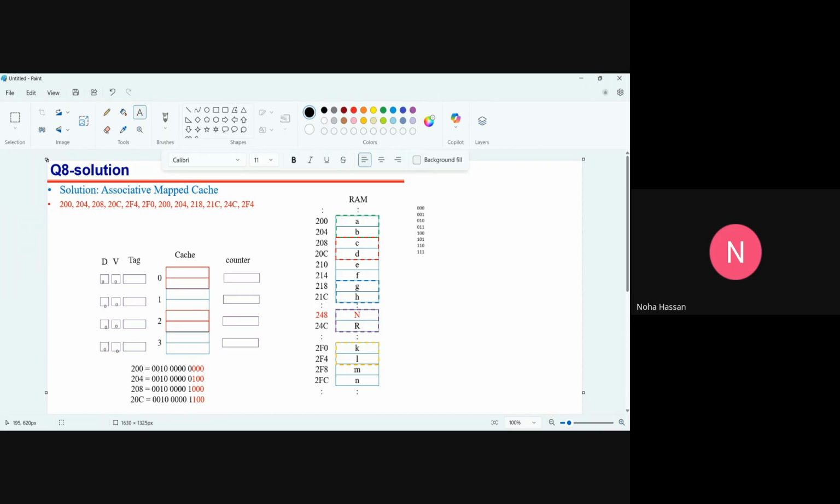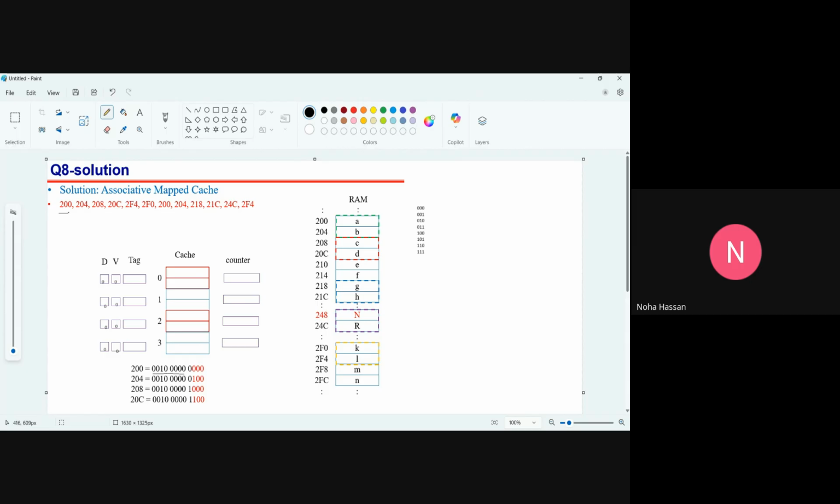We'll start reading those addresses one by one, and we'll insert the corresponding value for the tag, for the cache, and for the count. Of course, if the address is found in the cache, it is a hit. If it is not found, it's a miss. So we start with the first one, which is 200. We get the corresponding binary address. 200 here in hexa, so the corresponding binary address will be this one.